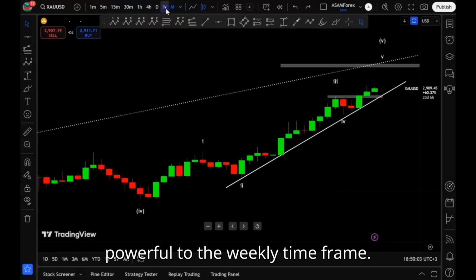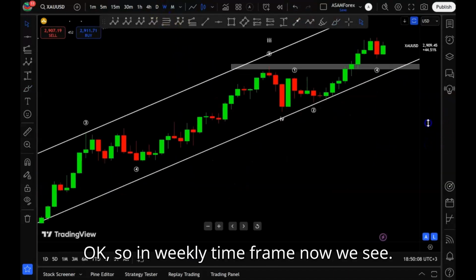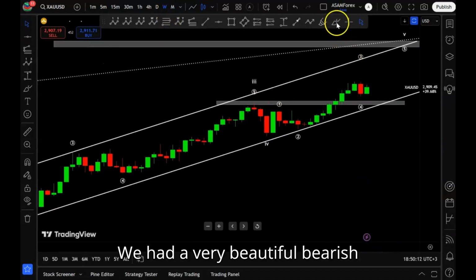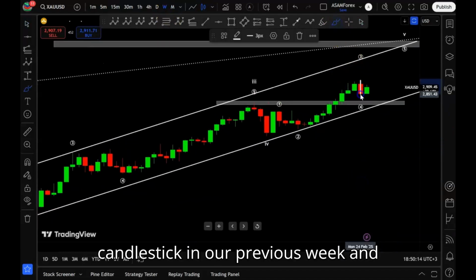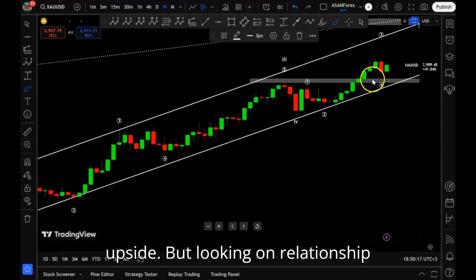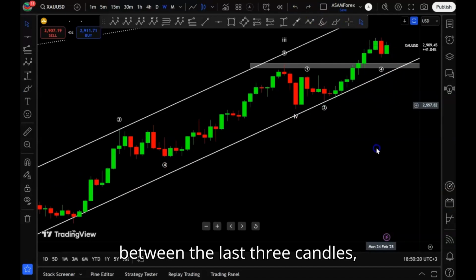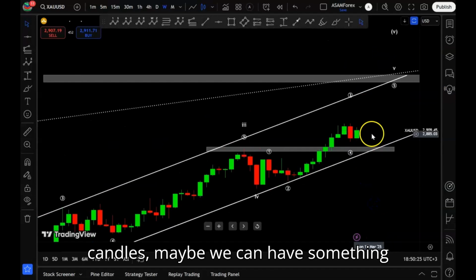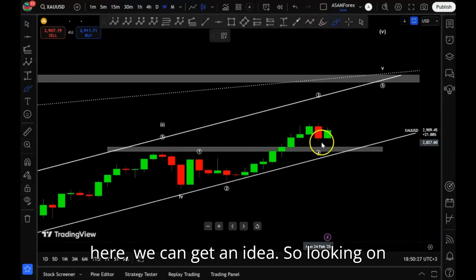To the weekly time frame. In the weekly time frame now, we see we had a very beautiful bearish candlestick in our previous week, and this week has tried to push to the upside. But looking at the relationship between the last 3 candles, maybe we can get an idea here.